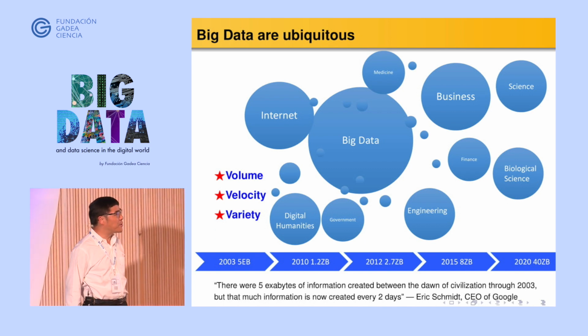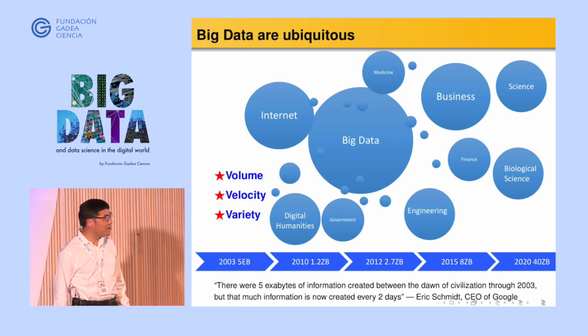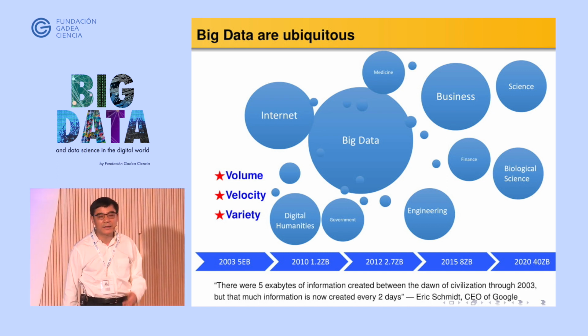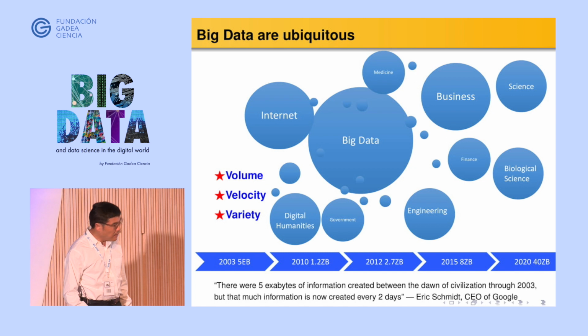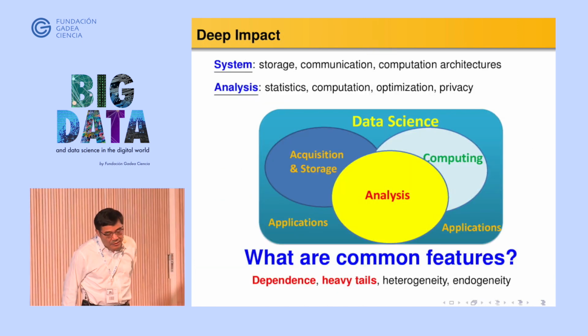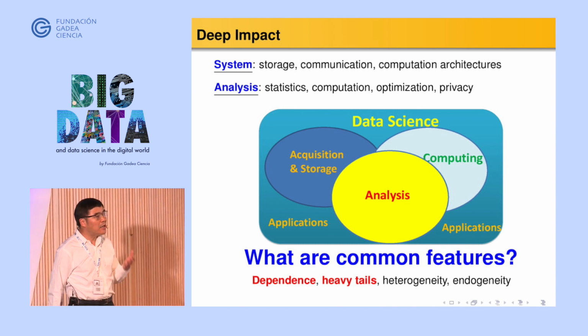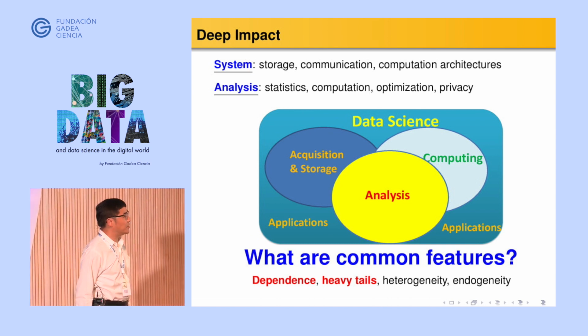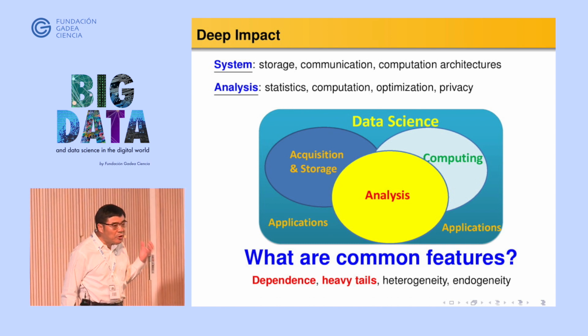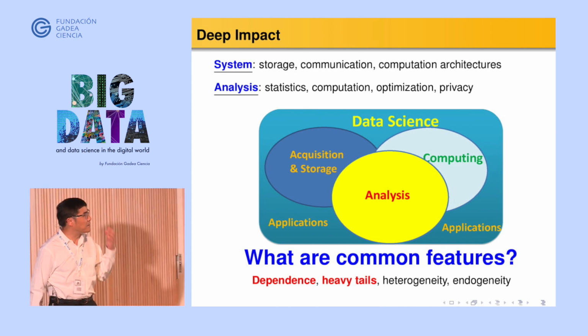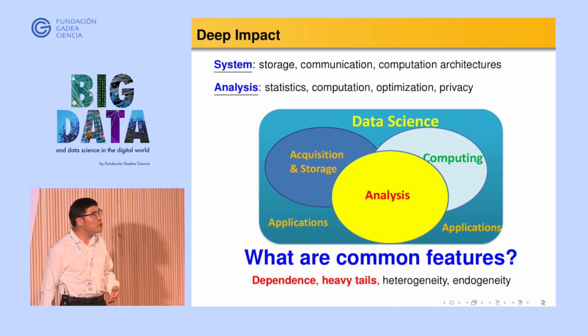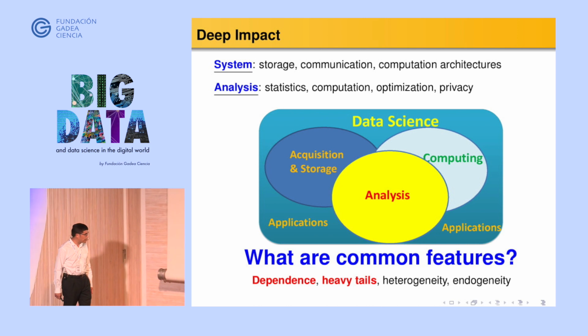So nowadays, big data is everywhere, from business to internet to engineering, biological science, even digital humanities. They certainly have a huge impact on systems like storage, communication, and computation architectures. At the same time, they have a huge impact on analysis, like statistical computation, optimization, and privacy, and so on.